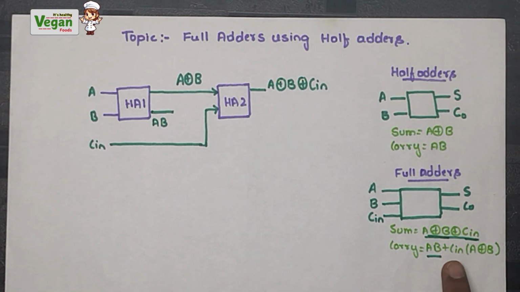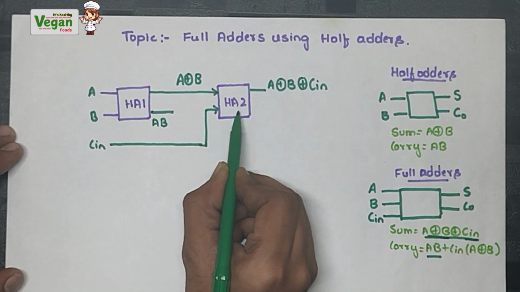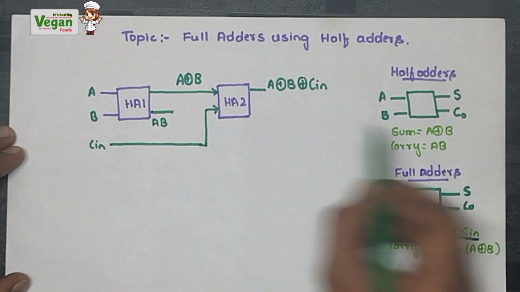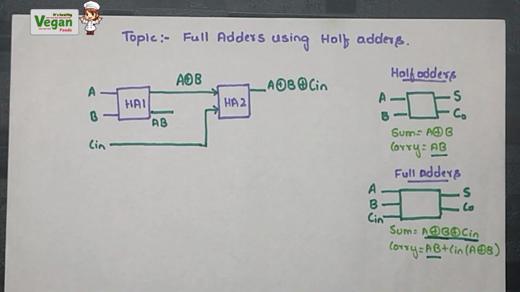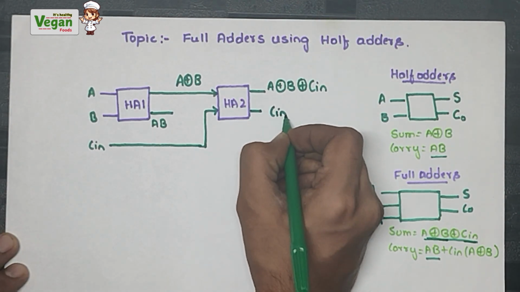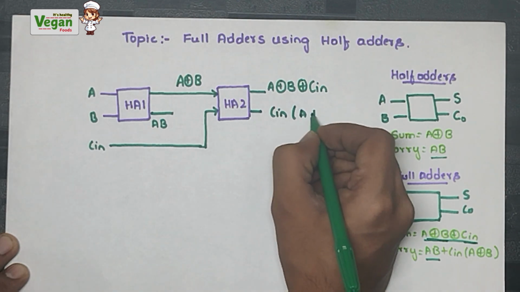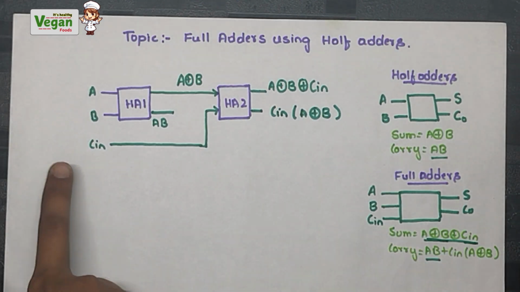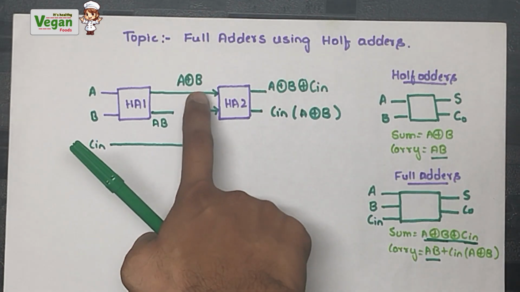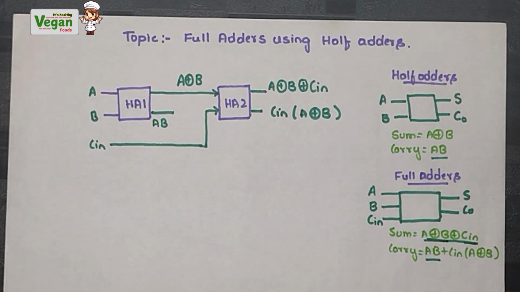Next we must get C in into A XOR B. A XOR B is one input to the second half adder. What does the half adder do in carry output? It just multiplies the two inputs we have given. Let's consider C in as the first input, you can consider it as A, and A XOR B as B. They will multiply C in into A XOR B. So now we constructed C in into A XOR B.